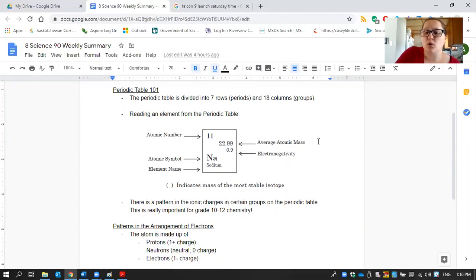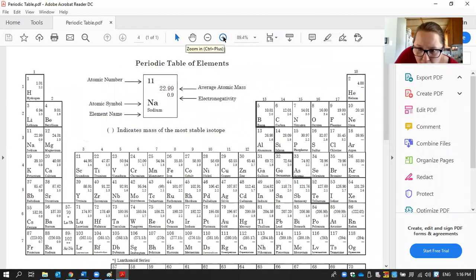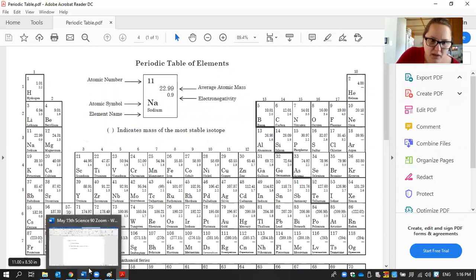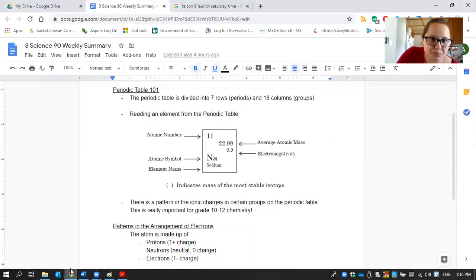That's typically only if you see brackets around that number. I can pull up the periodic table. There are some here, especially down here, where we have lots in brackets. That just means that there are different isotopes of them, or different atoms that have different amounts of neutrons.